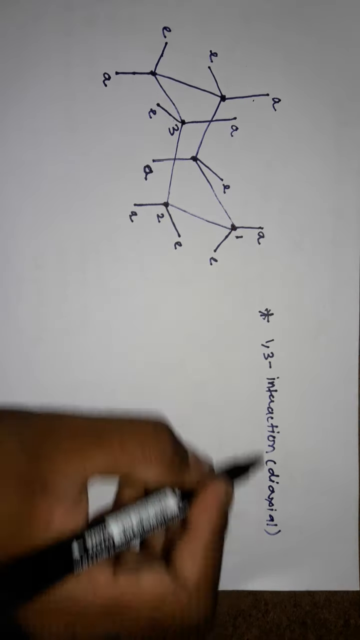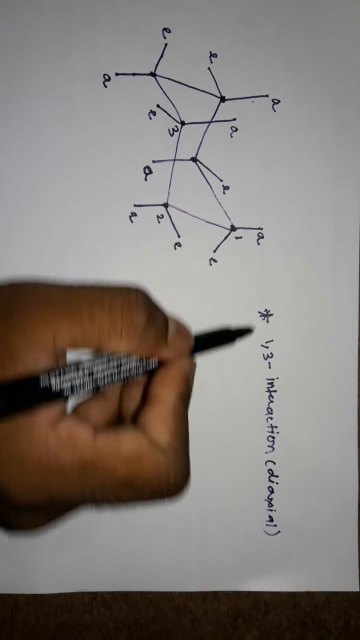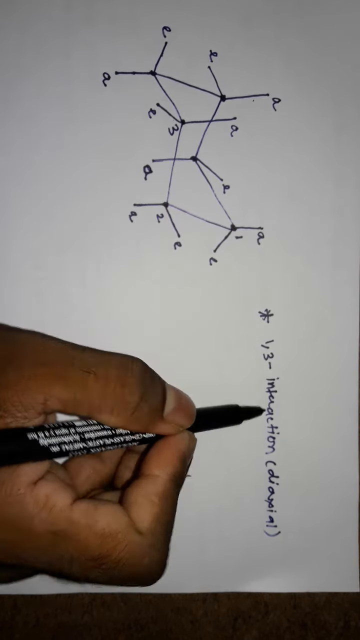Due to that interaction, if a bulkier group is present at the axial positions and they are in the interacting zone like 1,3 interaction, then those things destabilize the structure, destabilize the molecule. So if a molecule has a 1,3 diaxial interaction, then that structure will be unstable.